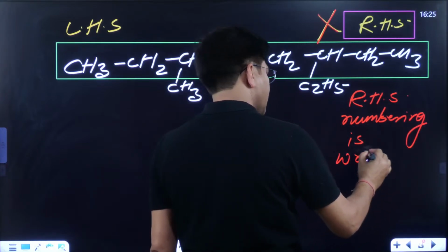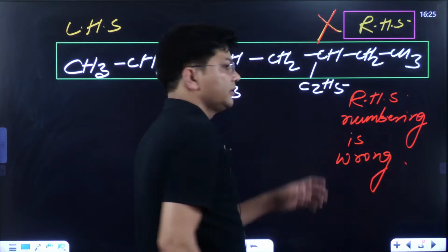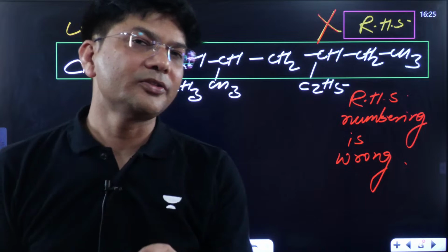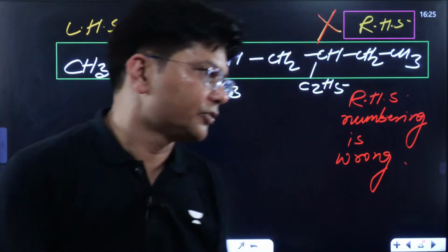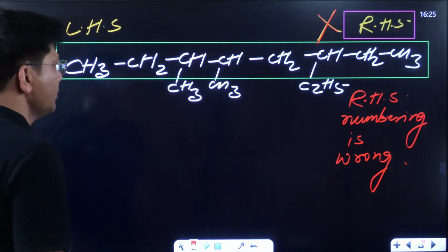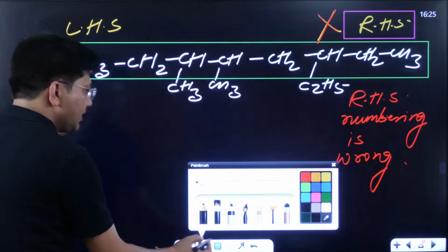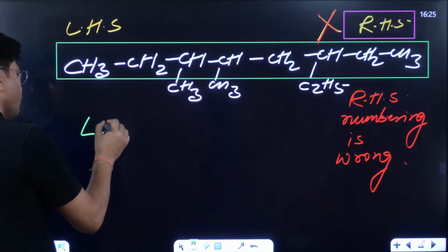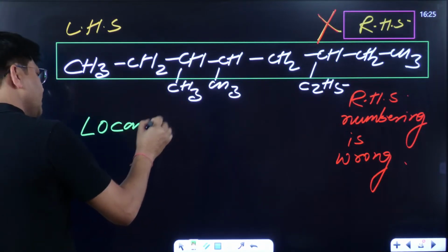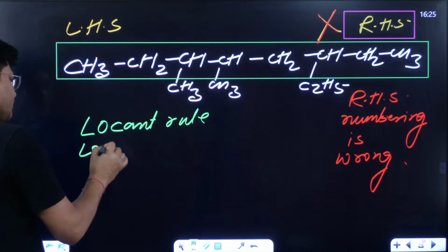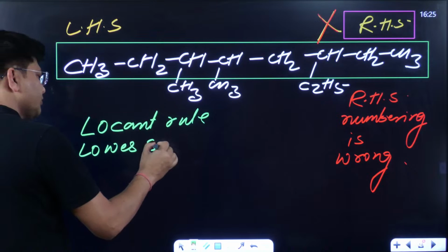Kids, this numbering is going to be wrong. Is there anyone who can let me know why this numbering is going to be wrong? Kids, who is going to explain this? Now, kids, there is something known as the locant rule. You can say locant rule, or you can say lowest sum rule.